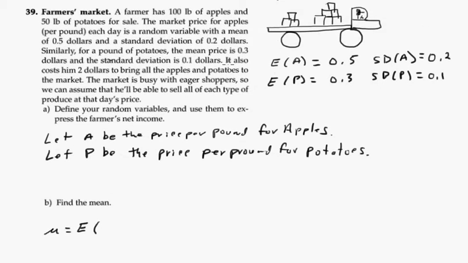So do they tell us anything else? It also cost him $2. Okay, so I think what we have here is it's going to be 100 pounds of apples. So whatever price he's going to get, he's going to multiply it times 100, and then it's going to be 50 pounds times the price per pound for potatoes, and then he's going to subtract off $2 because that's how much it cost, I guess, for gas or something. So let's see.